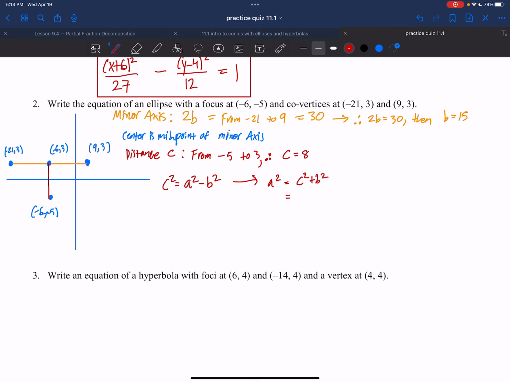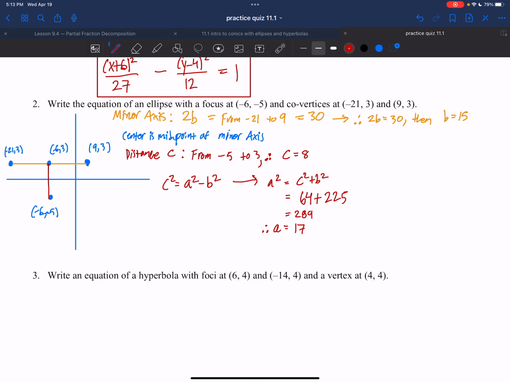So this equals C squared is 8, so that is 64 plus 15 is 225. So let's do that. 64 plus 225 equals 289. Is that a perfect square? It is. It's 17. I say therefore A equals 17 because 289 is a perfect square. But I actually didn't even need to know that because I'm going to end up squaring it anyway, right?